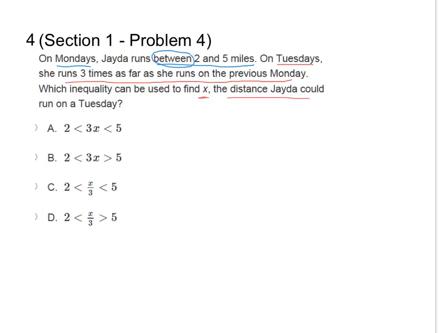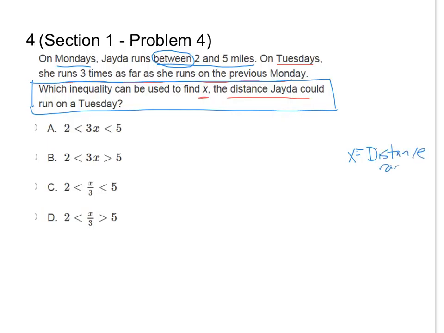We want to know which inequality can be used to find x, which is the distance Jada could run on Tuesday. So I'm going to put a box around that because that seems pretty important, and you should always box what the question is asking. So we want to know what inequality can be used to find x, which is the distance she could run on a Tuesday. So I'm going to write that down as x. What that means in this problem is distance ran on a Tuesday. Okay, so we're going to use that.